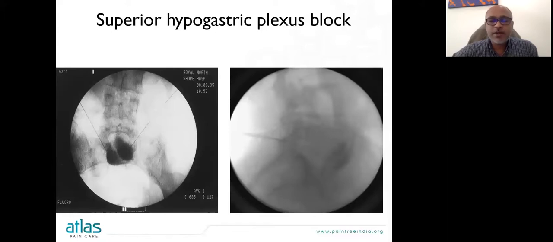Not his, I mean her pain. We're talking about CA cervix. And if the pain settles down, then we inject the neurolytic solution.